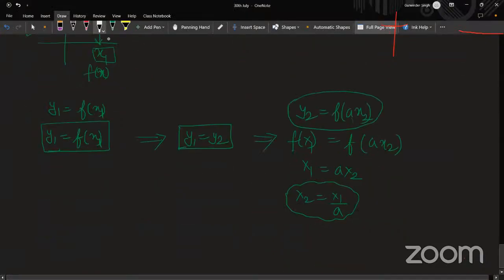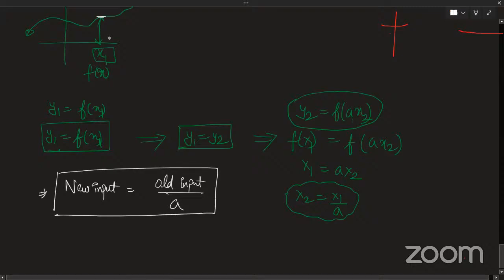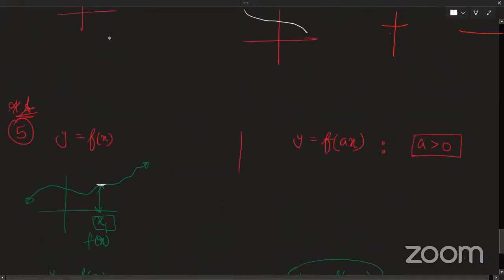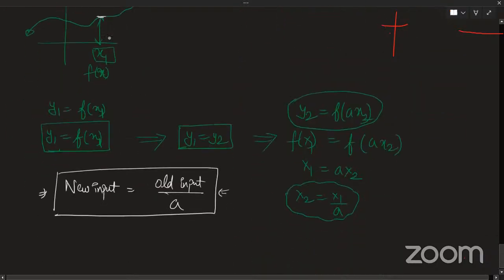So in this relation, I found out that my new input has to be the old input of x divided by a. Okay, this is what I'm inferring: the new input that I have to give will decrease a times. It will be divided by a.